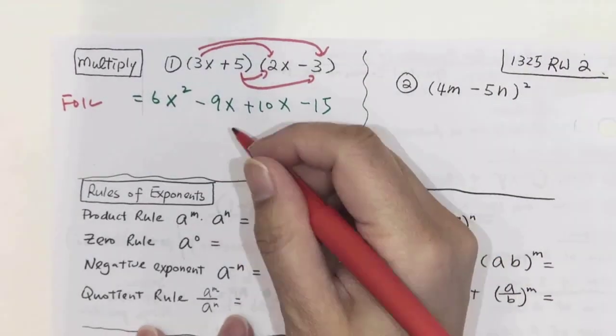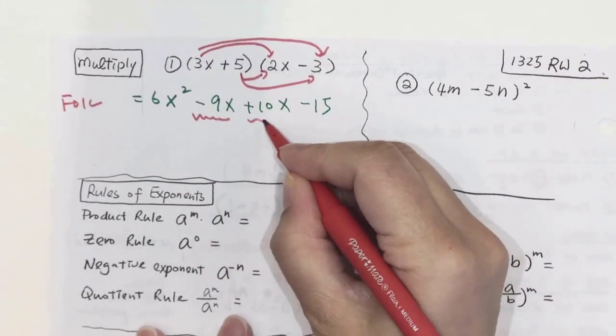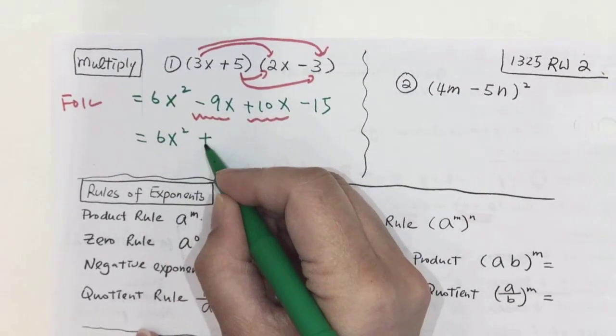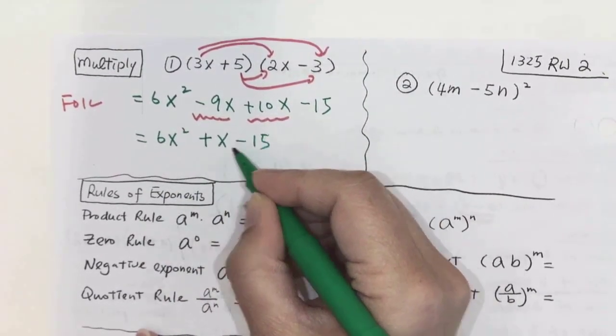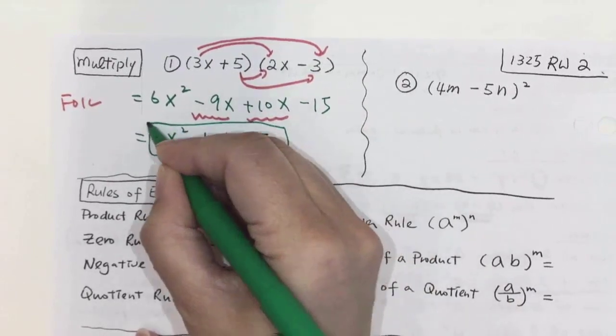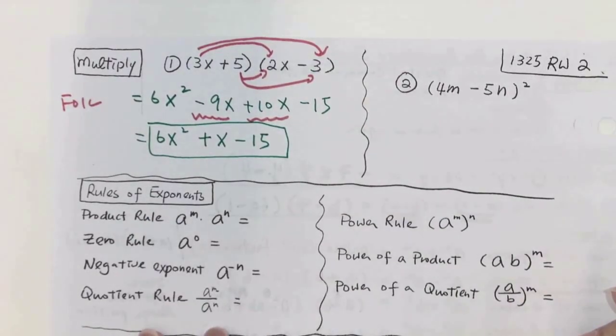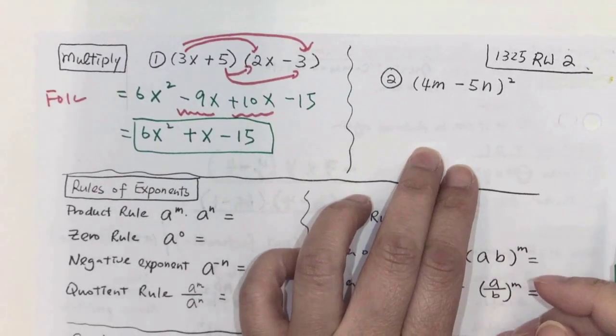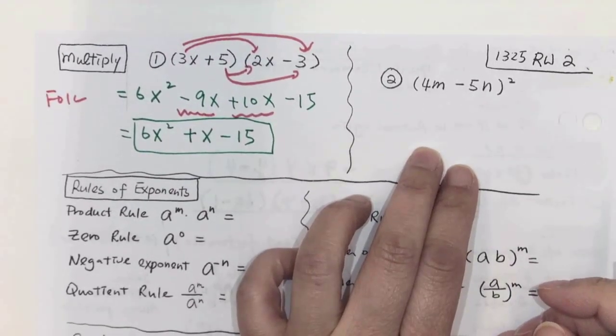No. We need to combine like terms. We have minus 9 plus 10. Minus 9 plus 10 is what? Positive 1x. And then minus 15 here. Are we okay? Number 2 is similar, but not exactly the same. So what do I do with number 2?